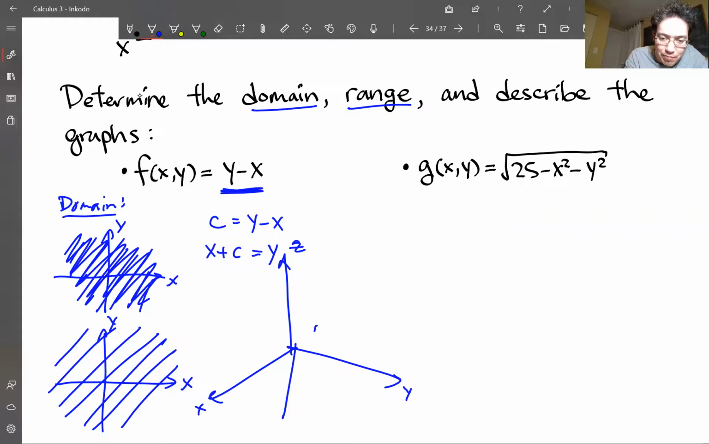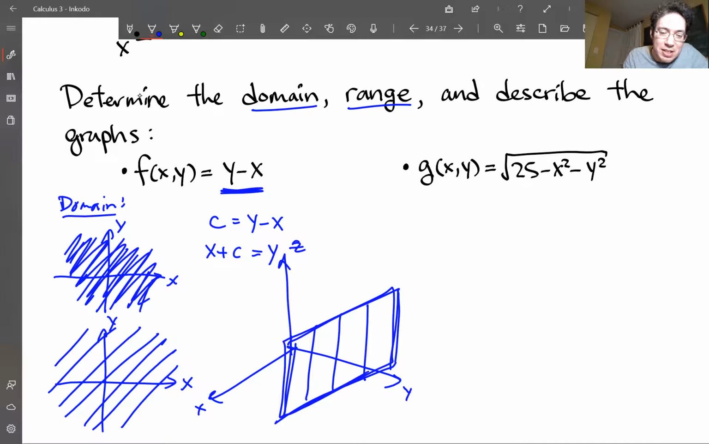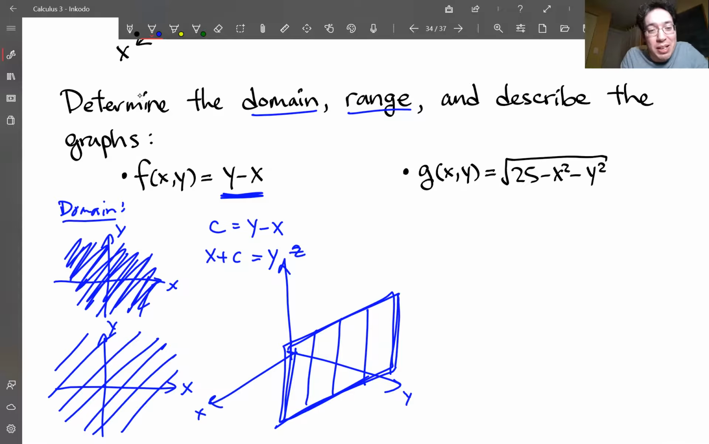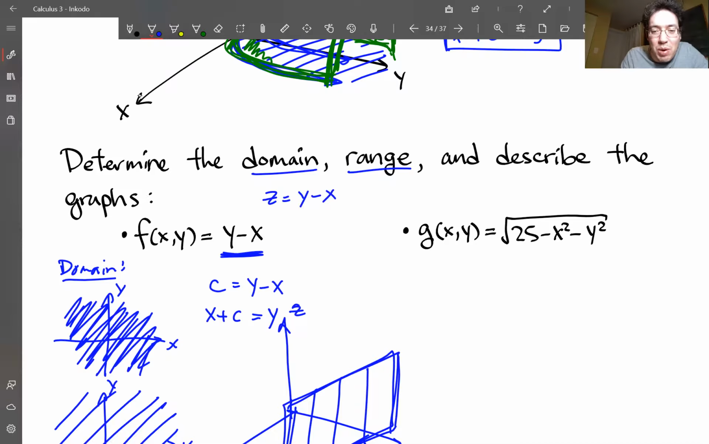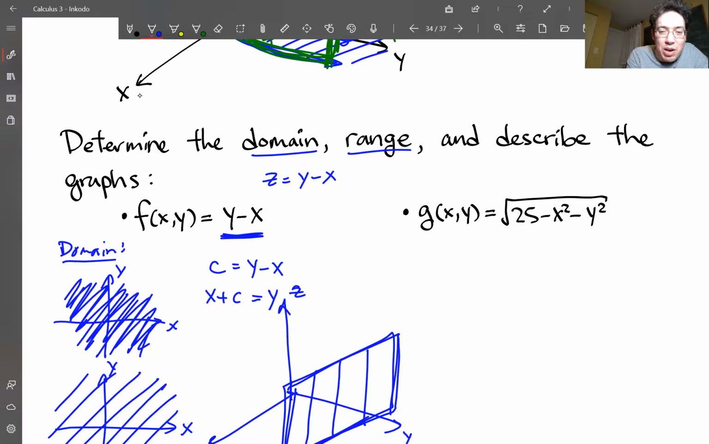This is a really difficult perspective to draw. But roughly, the surface looks like this, which looks like a plane, right? And it actually is a plane. Another way to look at this problem is that we have z equals y minus x. Well, if you bring x and y over to the other side, we get x minus y plus z equals 0. This is an equation of a plane.